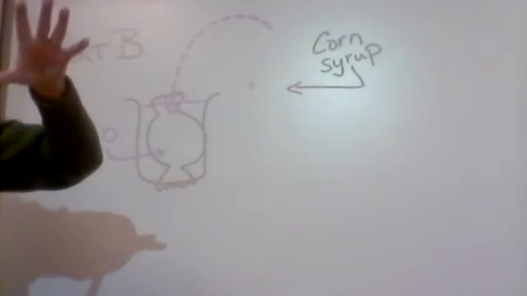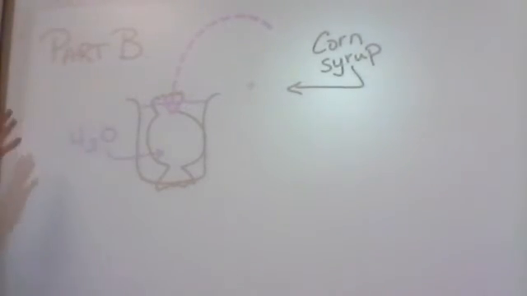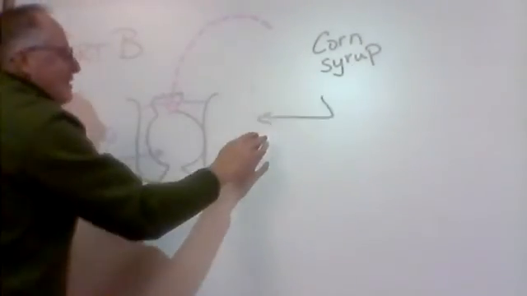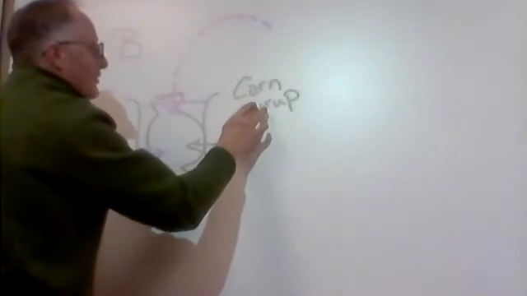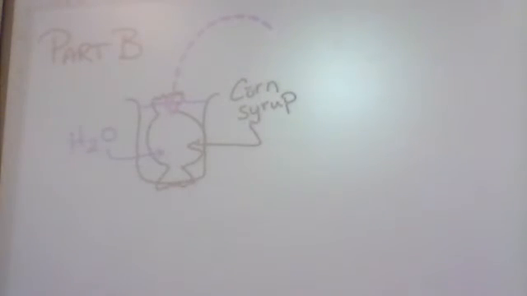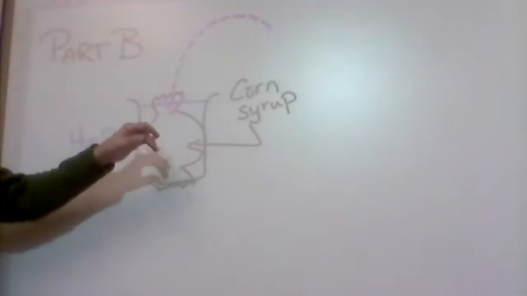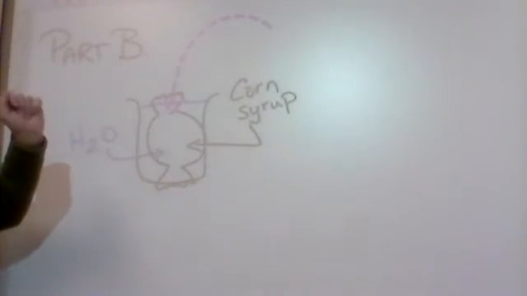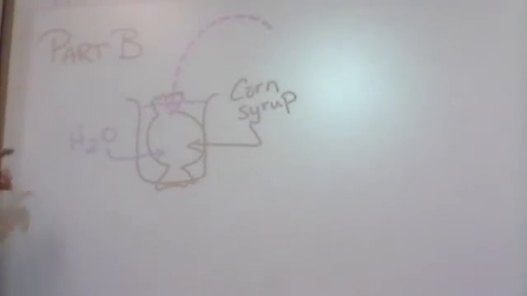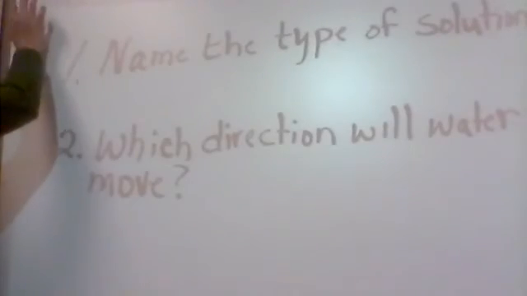Okay, so it should go from high concentration to low concentration. Where's the high concentration? Inside the cell or outside the cell? Of water, outside. High concentration, remember we're talking about osmosis, water. So high concentration outside, low concentration inside. What direction should it move? In.